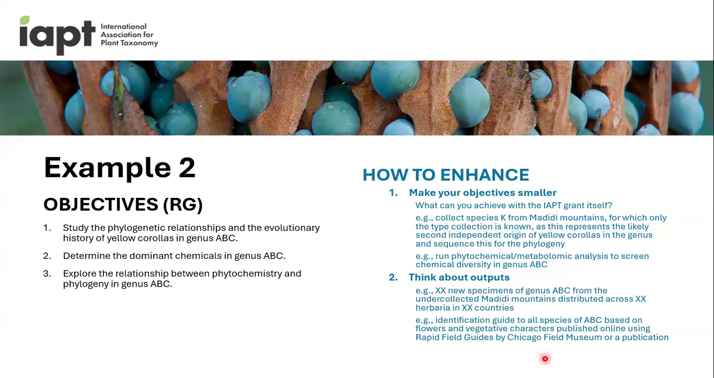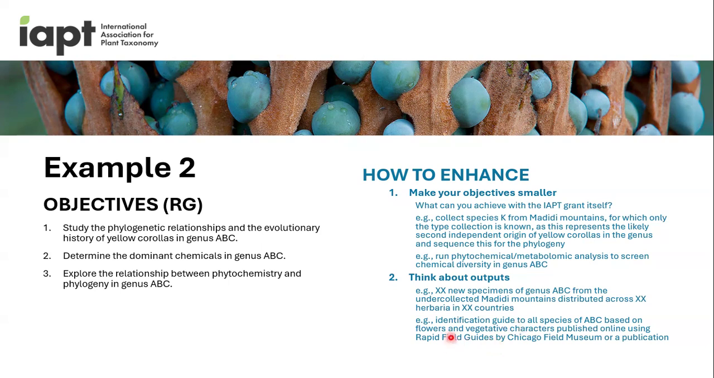Think about the output. So this is really the point I'm making, that you could say, collect so and so many new specimens, give an estimate. How much do you expect to be collecting in this field work that you're proposing of this genus from the under-collected Madidi Mountains, and distribute these across so and so many herbaria in so and so many countries. That's your output. So in the same objective, you're already hinting to the reviewer what you're offering for the $2,000 you're applying for, and what the output would be. Real nice trick.